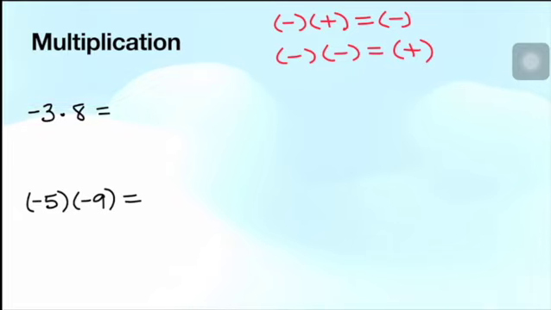To multiply integers, we can multiply like we normally would, but anytime the signs are different, if we have a negative and a positive, the result will be negative. If we have two negatives, negative times negative, the result will be a positive. So -3 times +8 is -24. -5 times -9 would be +45.